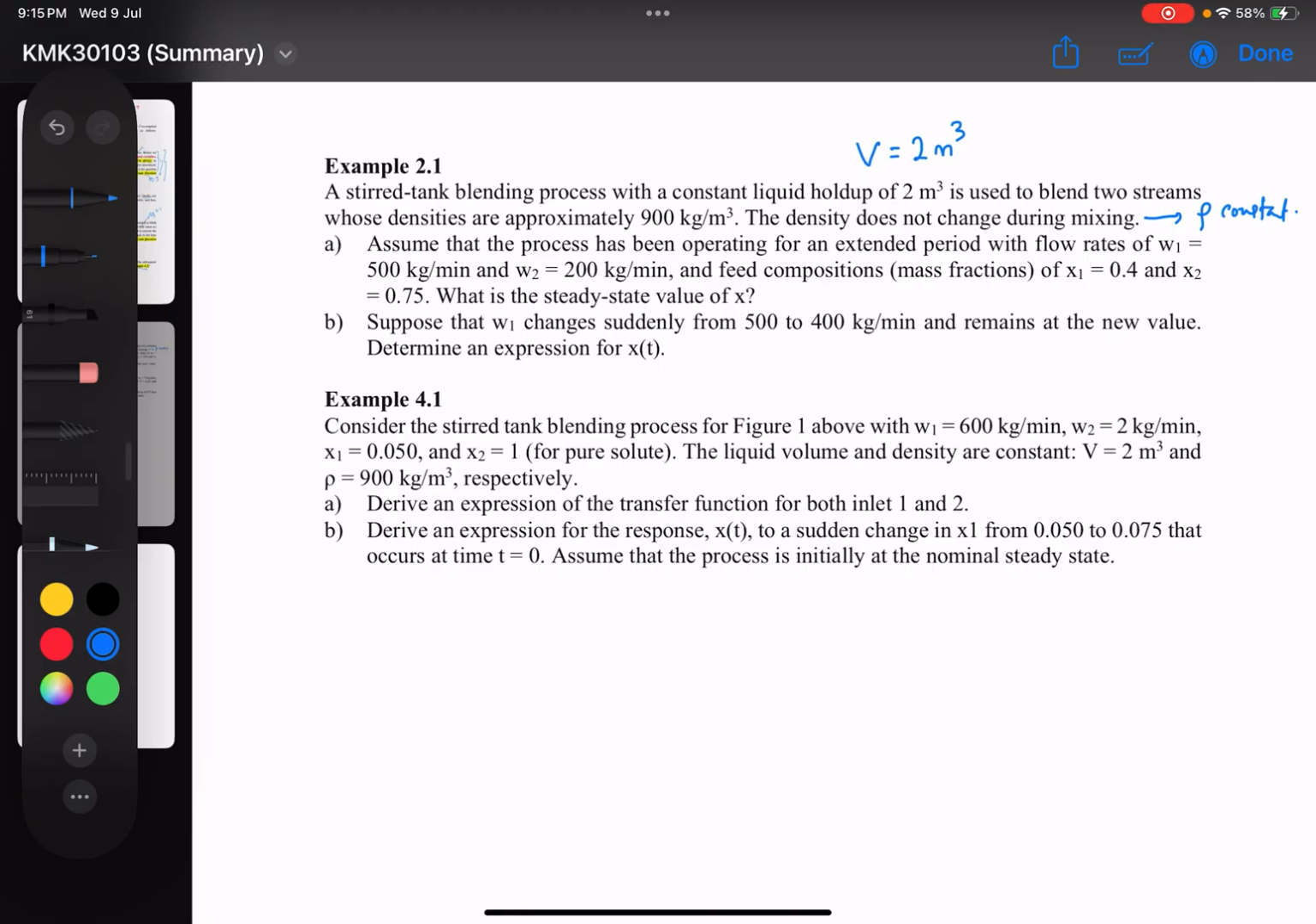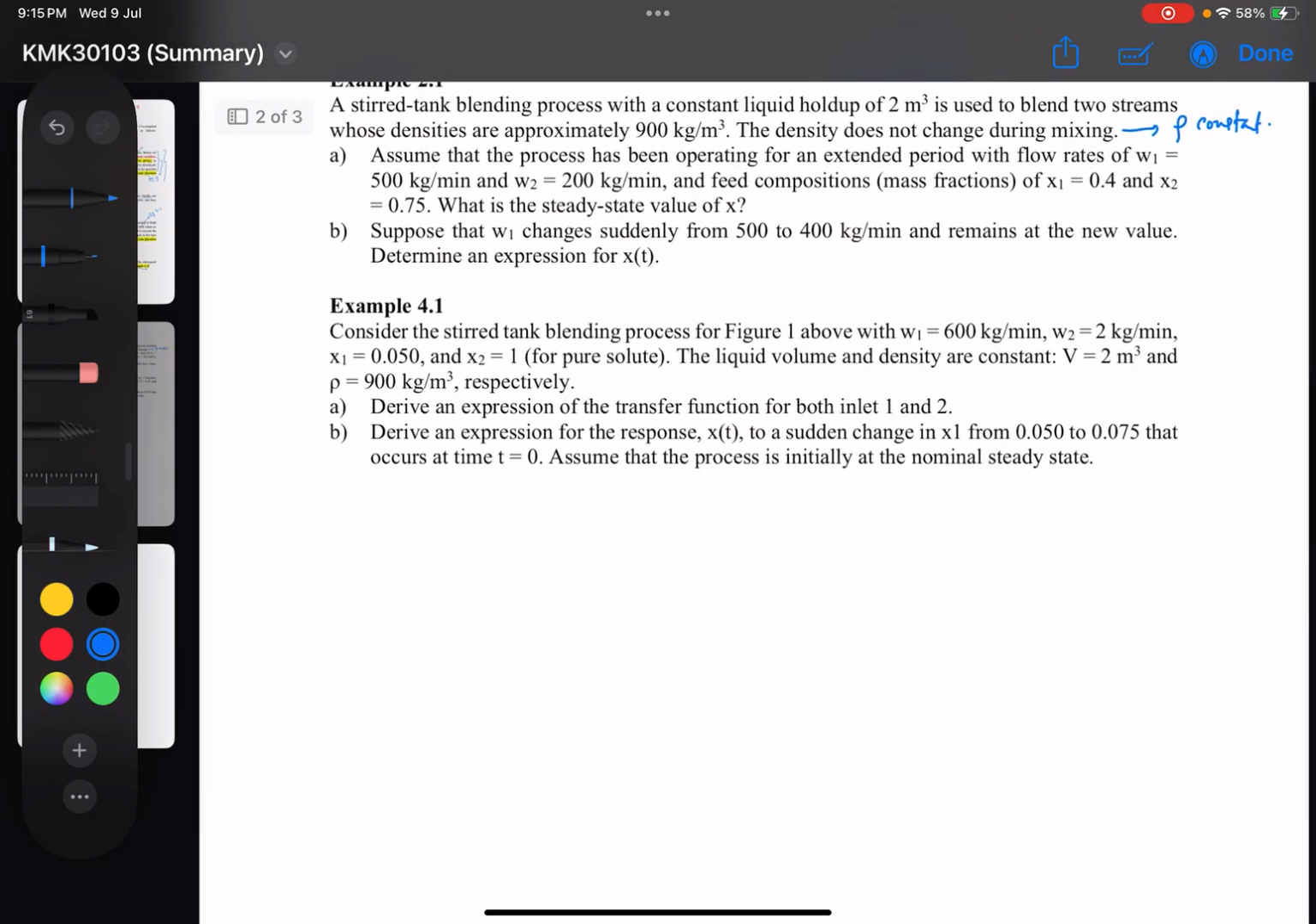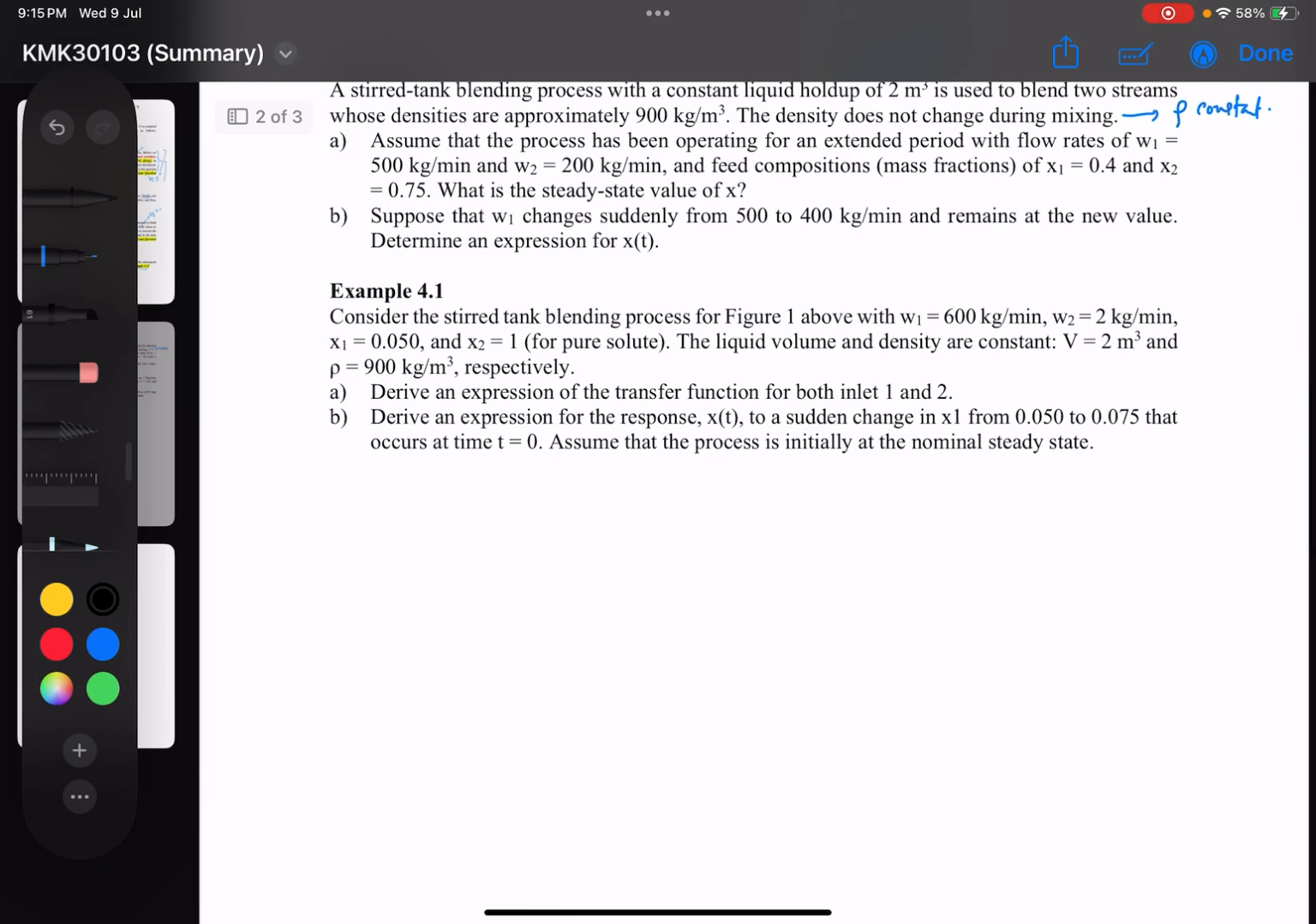So to answer this question, usually I will start by drawing a simple diagram. So let us draw a simple diagram for the blending system. Now they're saying that we have two different streams for the blending system. So let's name this stream 1, here stream 2, and then both streams are going to be mixed in the mixing tank, and then the mixture is going to come out here. Let's use W and X.